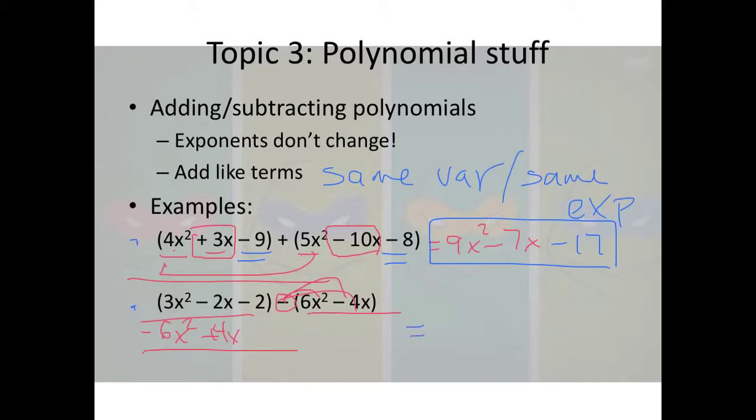So the answer that we should get, 3x squared minus 6x squared, would be negative 3x squared. Negative 2x plus 4x would give me plus 2x. And there's nothing here, so I'm just going to bring down my minus 2. And there's our answer. So that's how you add and subtract polynomials.